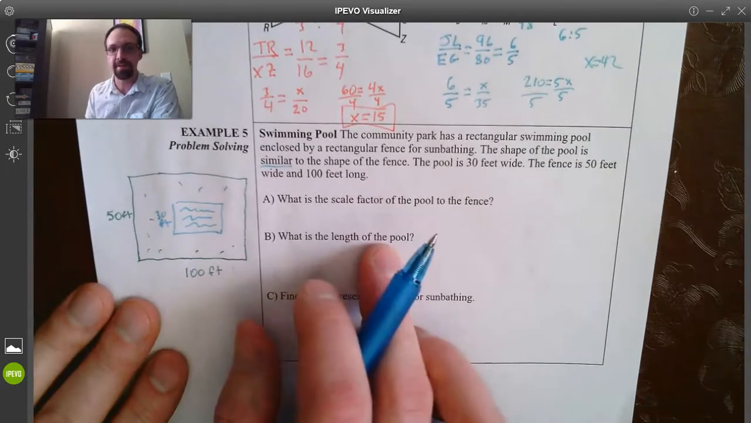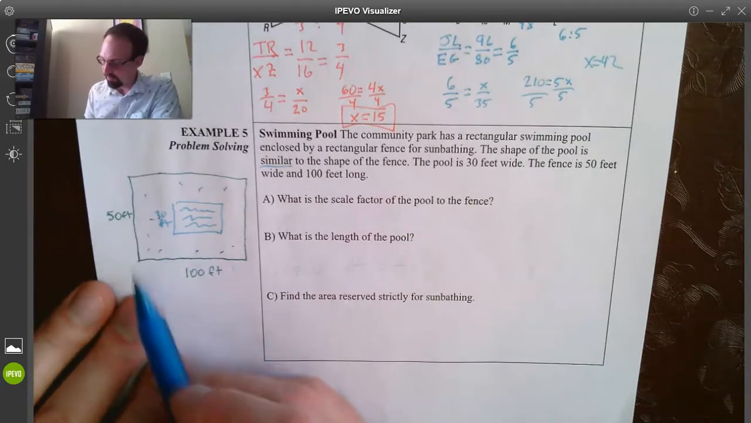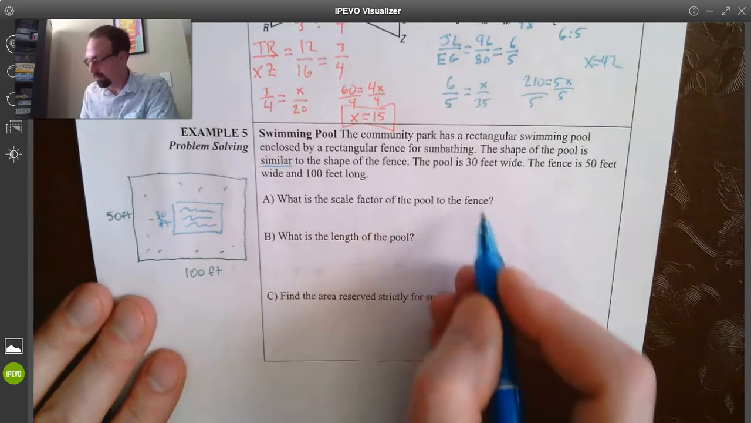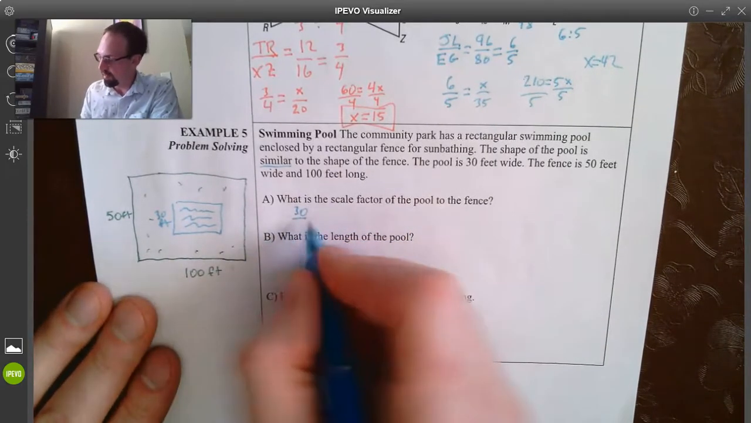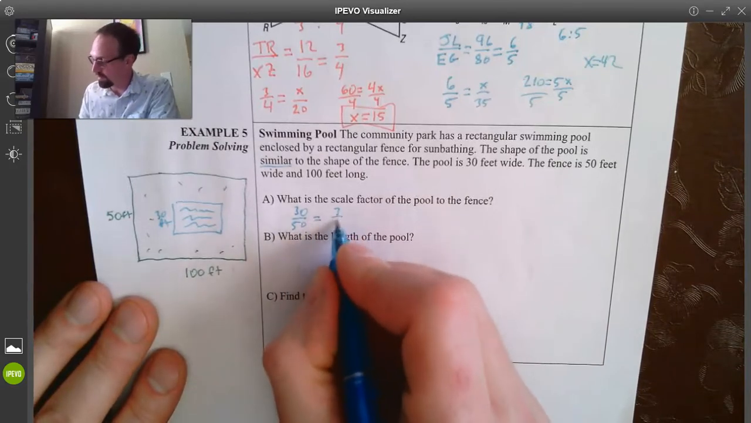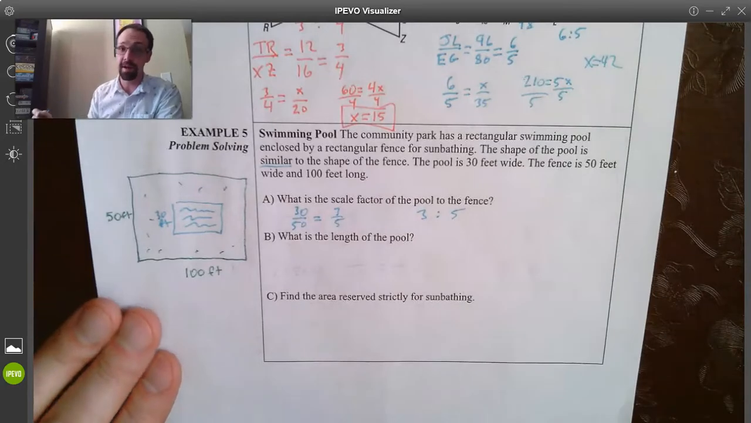It wants to know what the scale factor is of the pool to the fence. So right now, I know that this side is 50 and this side is 30. Be careful. Pool to the fence. We need to put the pool side first. So pool and then fence. Divide both of those by 10 and you get 3 to 5. 3 to 5. So be really careful on that.